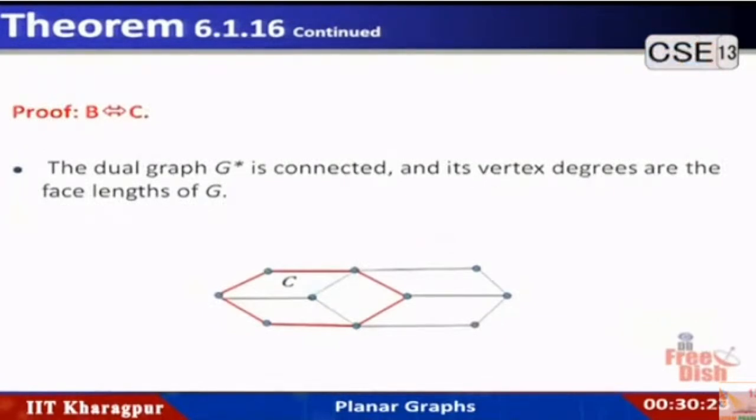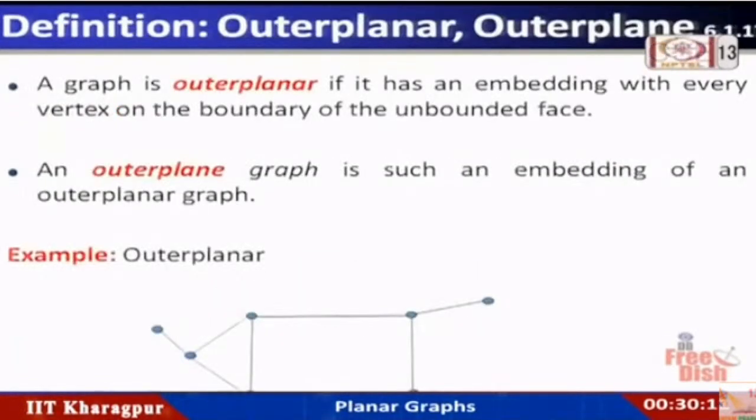Now B is equivalent to C. The dual graph is connected and its vertex degrees are the face lengths. Hence B is equivalent to C.